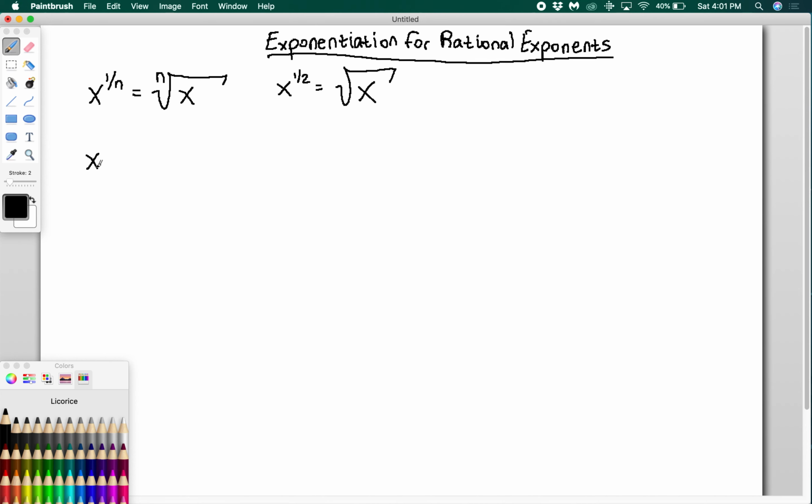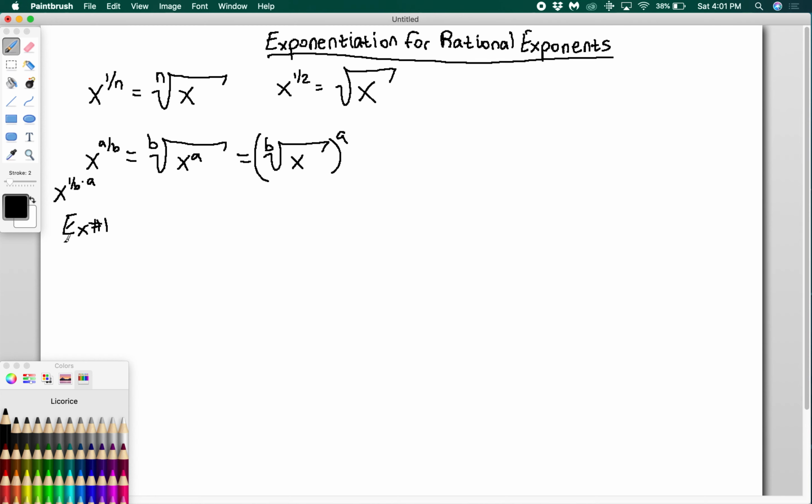What if I have instead x to the a over b? Well, remember our rule: if I have a power to a power, I can multiply them. So I could write this as x to the 1 over b times a, or x to the 1 over b raised to the a. So really, this is just going to be the bth root of x to the a, or you could think of it as the bth root of x all raised to the a power. Okay? So let's look at some examples of how we use these properties.